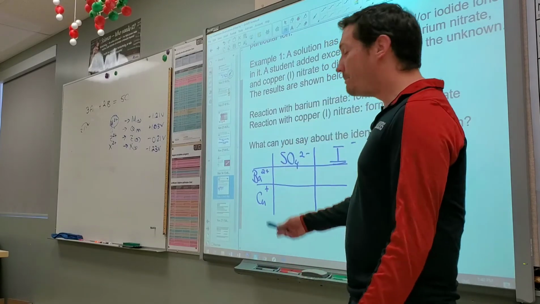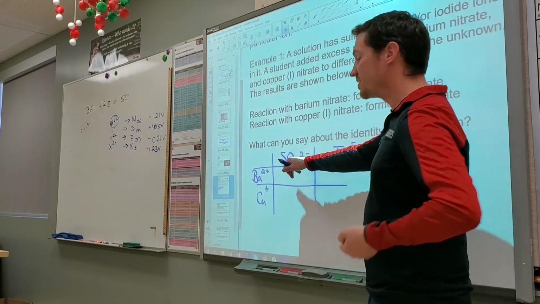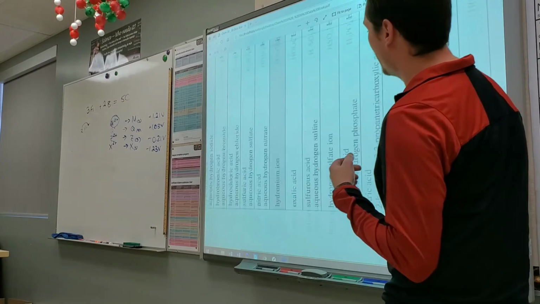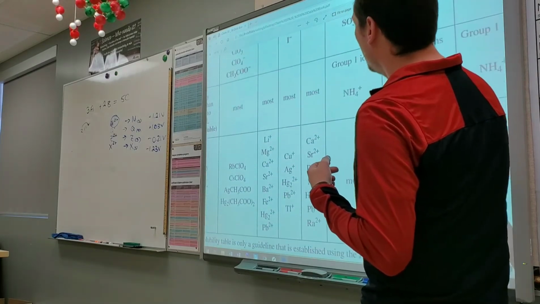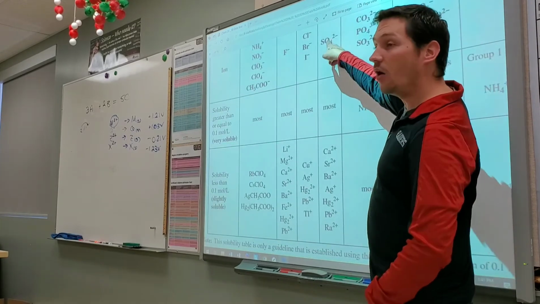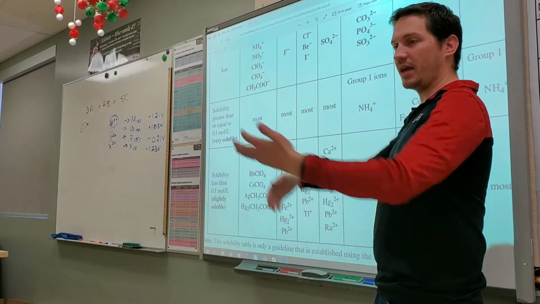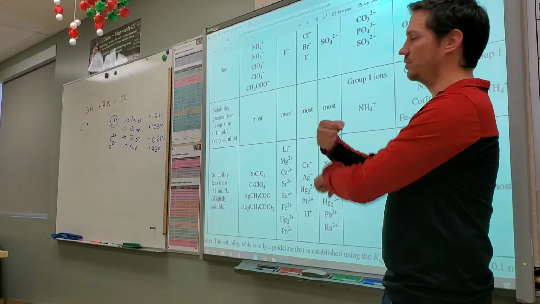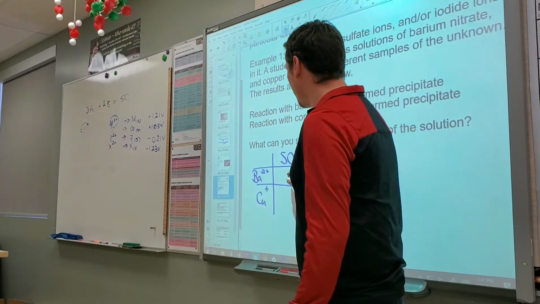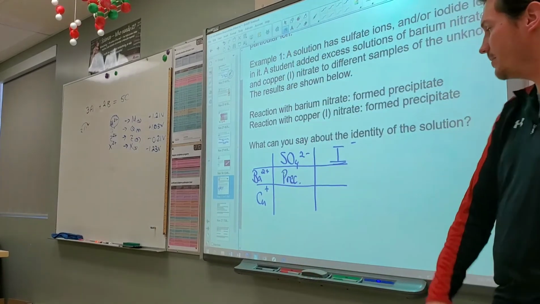Okay, so barium. What I want to know, does barium make a precipitate with sulfate? When we look at our table, I got to go all the way back up here. When barium is added to sulfate. Yes, sulfate and barium, when those two things bump into each other, they hug each other, make a precipitate, and fall out of the solution, right? So that will make a precipitate. Yes, it will form a precipitate.